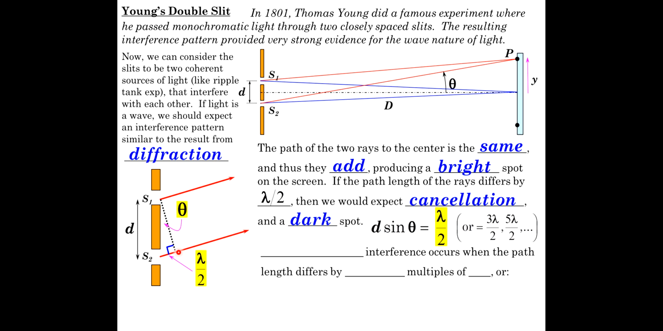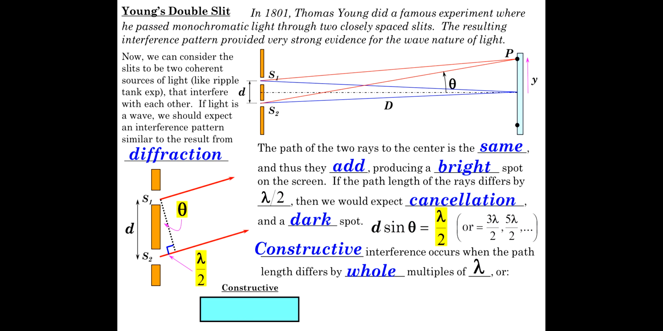But if we add another full wavelength to that, then it's the same thing again. Crest meets trough. And so adding another full wavelength to the lambda over 2, you get 3 lambda over 2, 5 lambda over 2, etc. Constructive interference occurs, on the other hand, when the path length differs by whole multiples of the wavelength. So we can write a formula for both situations for the Young's double slit setup. And that is, for constructive interference, d sine of theta, which again is the difference in the path length of the two rays, is m lambda.